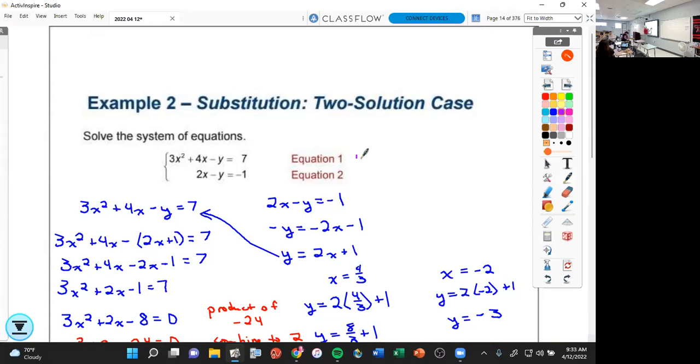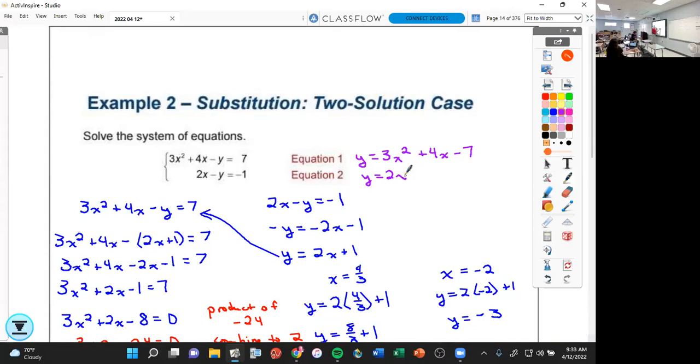Doing that, equation 1 becomes y equals 3x squared plus 4x minus 7. Am I right or wrong? Y'all good with that? Now, can you plug that into your y equals on the calculator? No problem. Okay, equation 2, solve for y. What do you get? Y equals, we've actually already done it, right? Okay, so y equals 2x plus 1.